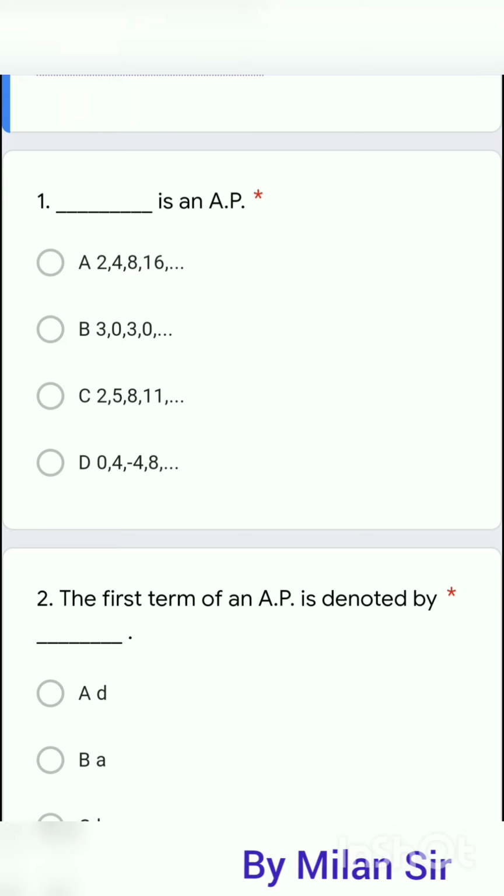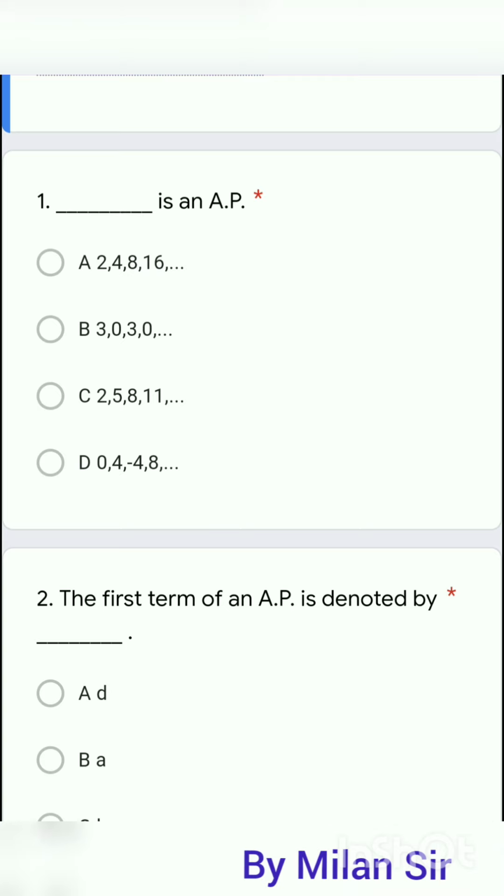Our first question is: find an AP from the below options. One blank is given to you. We need to find an AP from the below options. So for AP, what we need to check here? We just need to find the common difference D. If the common difference D in all the terms is the same, then it is called an AP, otherwise not.